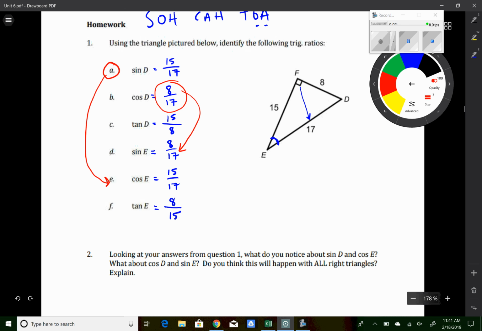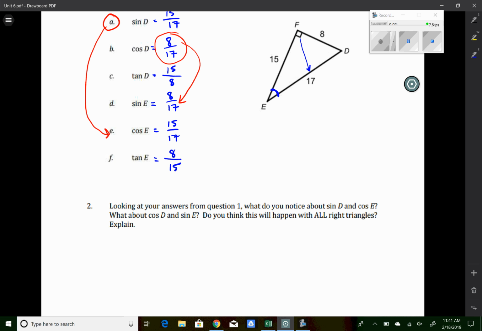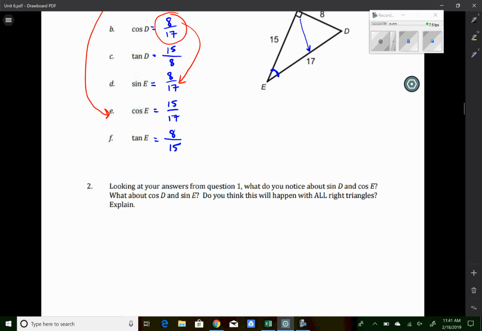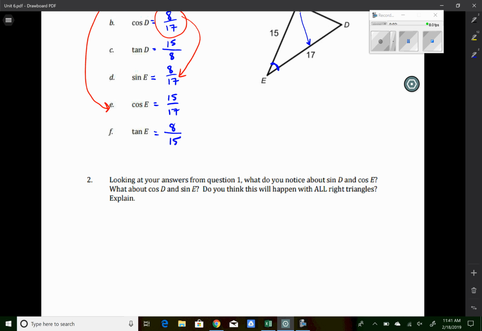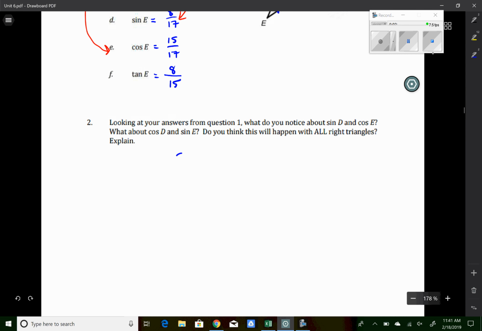And that's what I'm asking you here on the bottom of the page. It says, looking at your answers from question 1, what do you notice about the sine of D and the cosine of E, the cosine of D and the sine of E? Do you think this happens in all triangles? So we could say the sine of D is equal to the cosine of E. And we can say the cosine of D is equal to the sine of E.